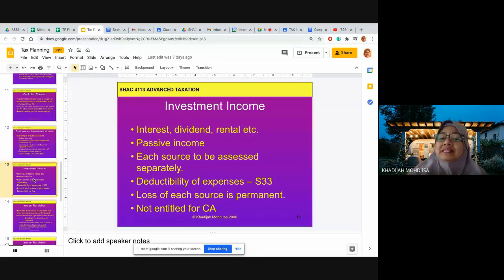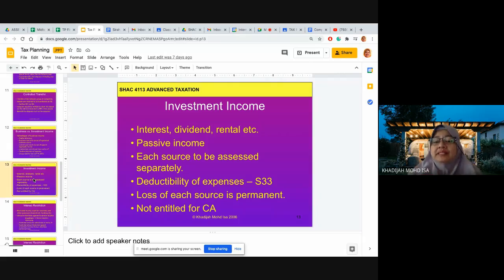But business income, section 4A, we call active income. You have to work to generate the income. So it's called active income. Under investment income, you have interest, dividend, and rental. It has to be assessed separately. For example, you have rental income from property 1, property 2, property 3. Even though it's said to be separate, each source means interest income, dividend, and rental.